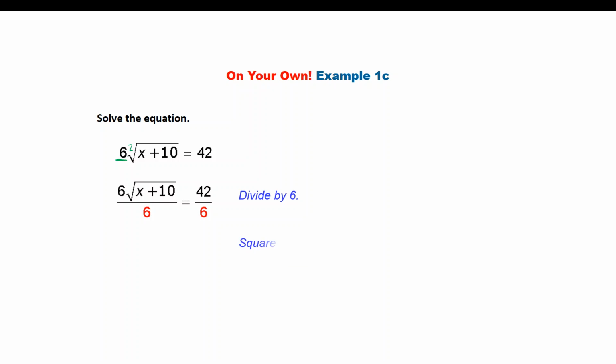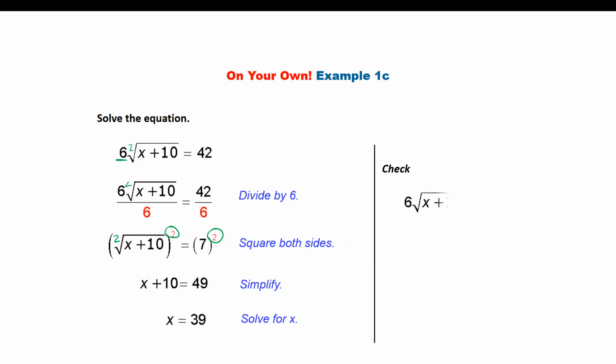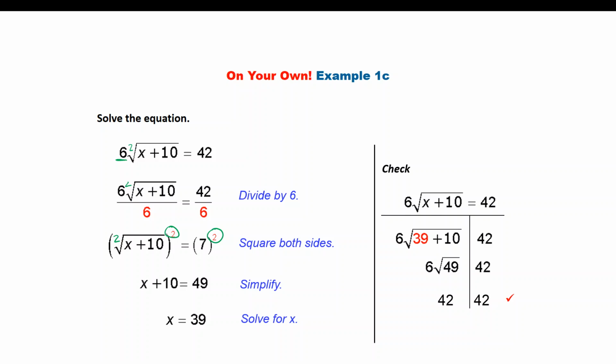All right, and so now I'm going to have x plus 10 equals 7. And so since my index here was 2, I'm going to square both sides. And when I do that, I end up with x plus 2 equals 49. And then I can solve for x easily and go ahead and check. And when I substitute 39 in, I end up with 42 equals 42, which is a true statement. So we know we did it right.